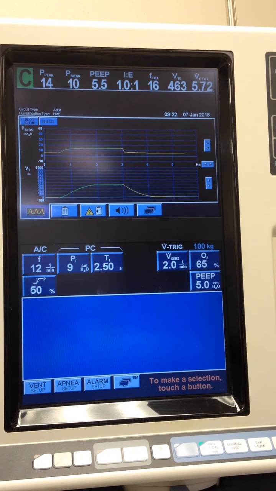We have that set. Again, those peak pressures, they're still the same, but we did see that change in our volume. So because our pressures are set, our volume changes when we have a change in resistance.